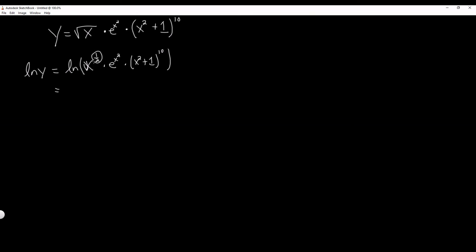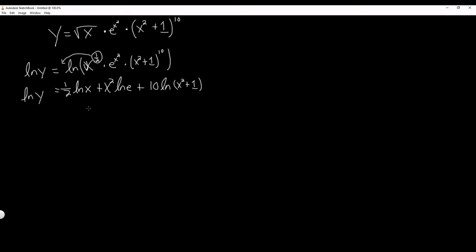I'm bringing 1/2 out to the front as a coefficient. So there's going to be 1/2 times the natural logarithm of x plus, and I'm going to do the same thing throughout here, plus x squared times the natural logarithm of e plus 10 times the natural logarithm of x squared plus 1. And if that still confused you, this isn't a logarithmic differentiation misunderstanding. This is a properties of logarithms misunderstanding. So go review the properties of logarithms. The left-hand side remains the same, ln of y.